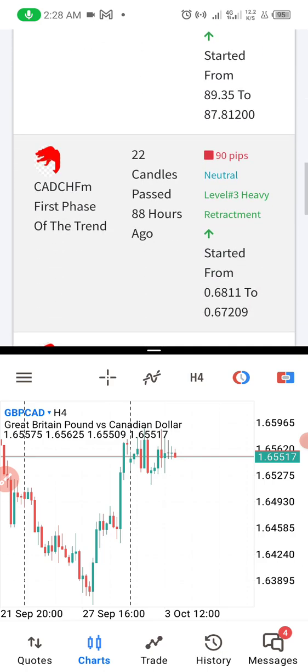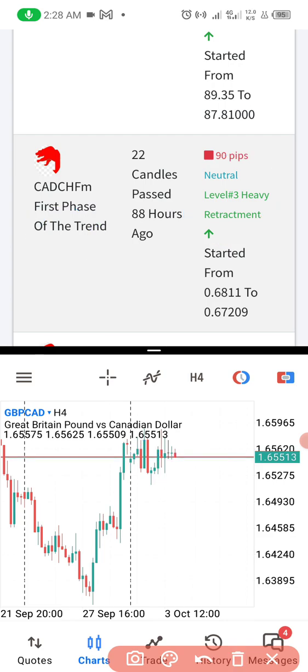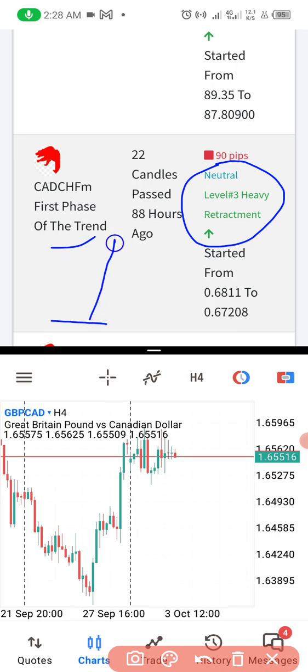Okay, we have level 3 here. This is level 3. As you can see, it is stated heavy retracement. So whenever you see this level 3 retracement on a first phase, that means price has started from here, but it's coming back to retest the previous low again. So once it breaks it again, it will not take it to a last phase of that particular pair.